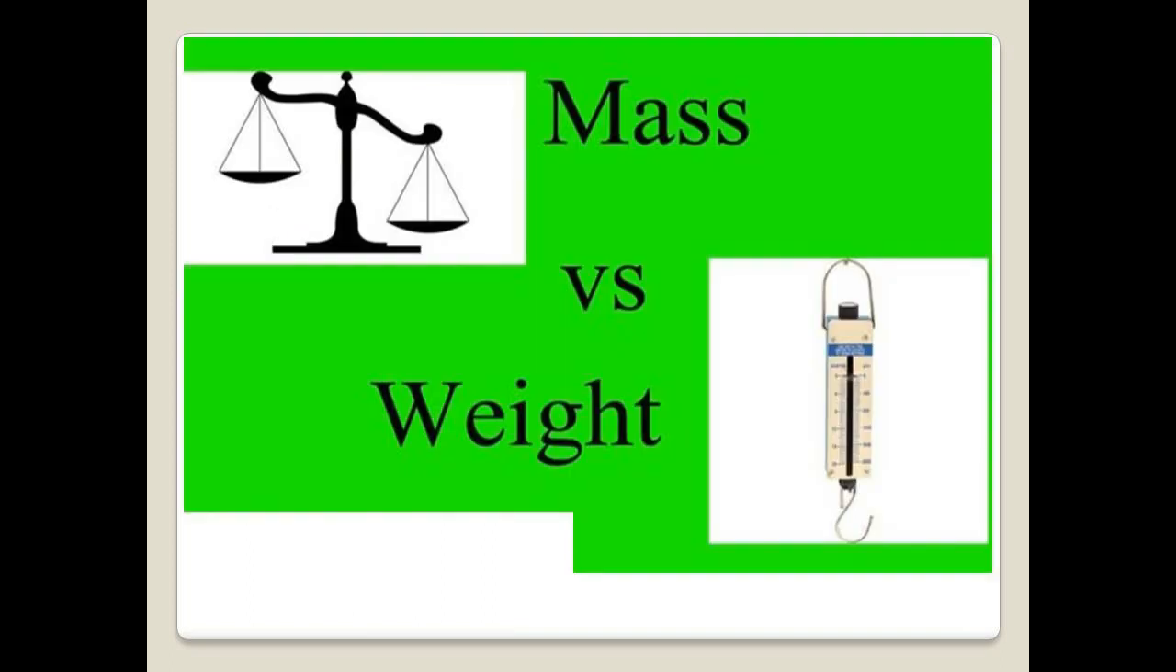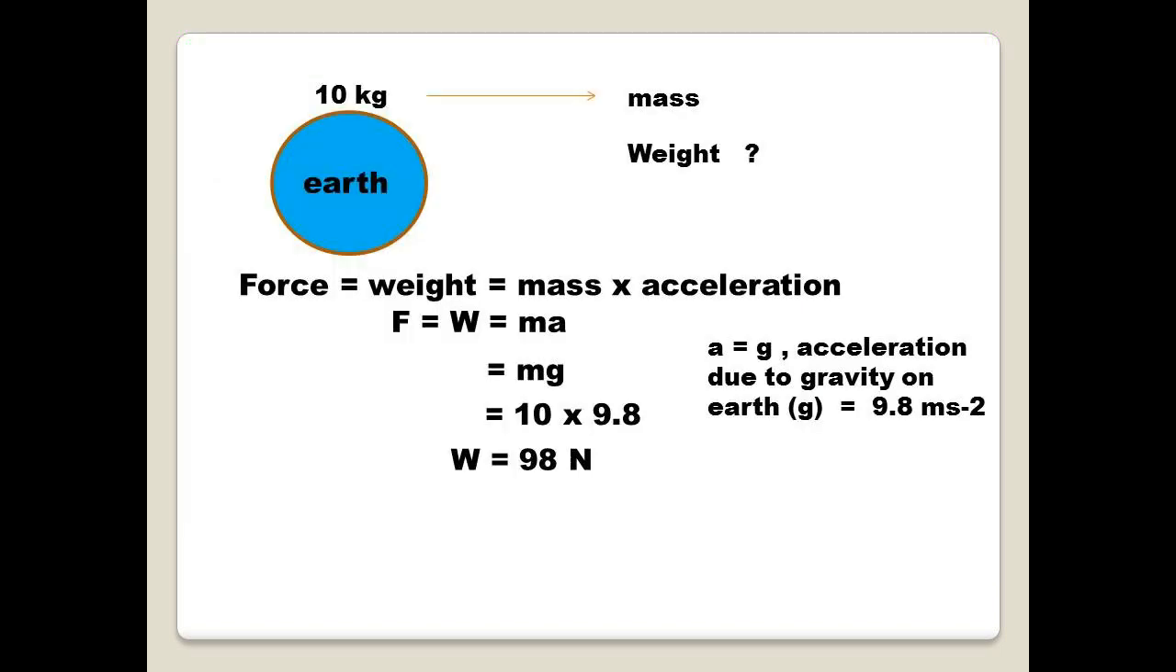Difference between mass and weight. Mass m is the quantity of matter contained in a body, as you already know. Weight W is the normal force N exerted by the surface on the body to balance the gravitational pull on the object. To understand the difference between mass and weight clearly, let's see this example. Now 10 kg of mass is standing on the earth. What is the mass? 10 kg. What is the weight? To find the weight, we have to know the force formula.